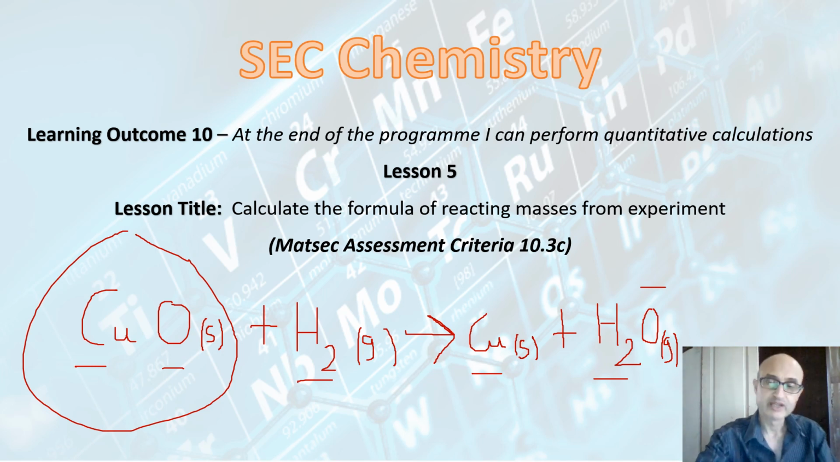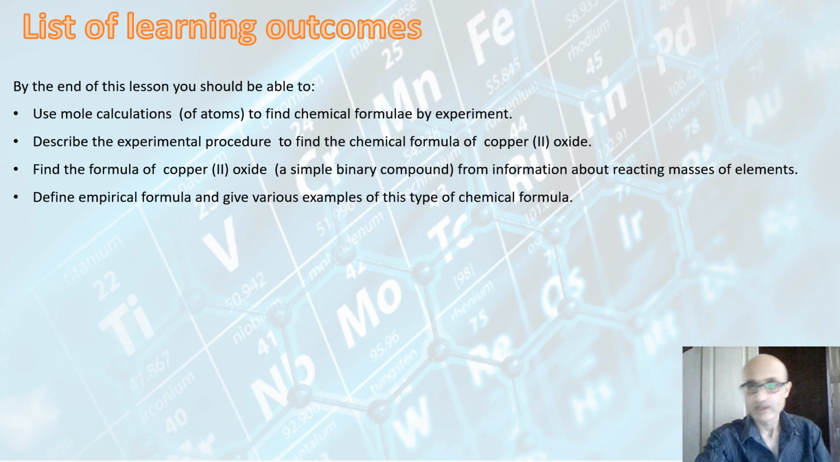Let's now move on to the learning outcomes that I have listed in the next slide. The learning outcomes for this presentation are very, very similar to the one where we reacted magnesium with oxygen in order to determine that the formula is magnesium oxide. Actually, they are pretty much the same. You will use a simple mole calculation also in this presentation in order to find the chemical formula by experiment. Okay, so we shall be determining that the chemical formula of copper 2 oxide is CuO without reverting to the use of valencies.